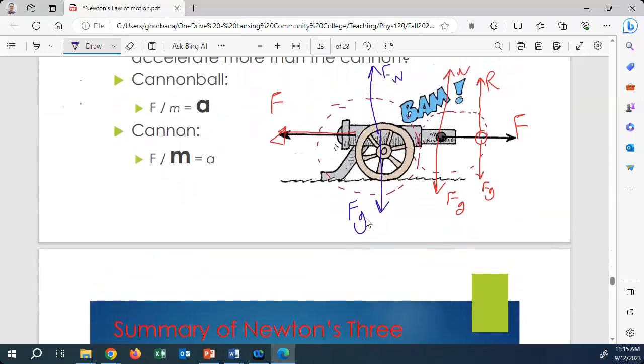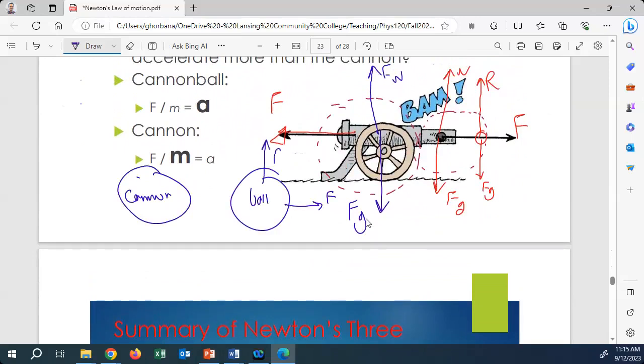Okay, so let's say this is a cannon and this is a ball, a cannonball. How many forces? Force of gravity, and the normal force. Yes, force of gravity, and normal force.